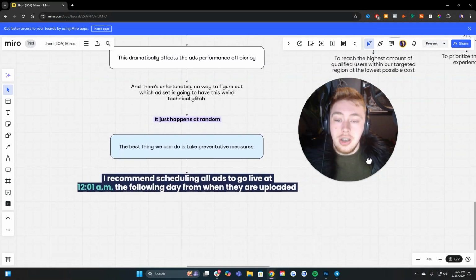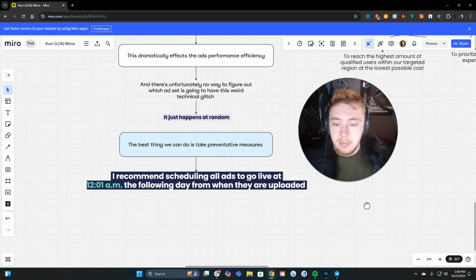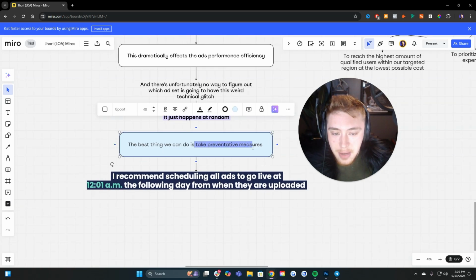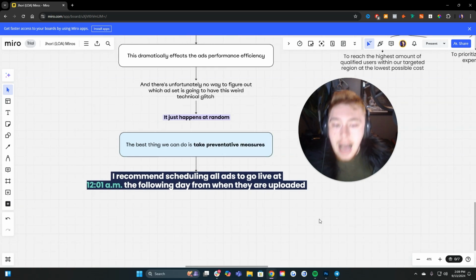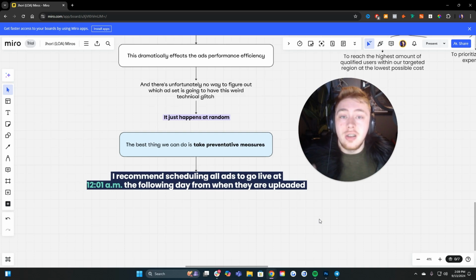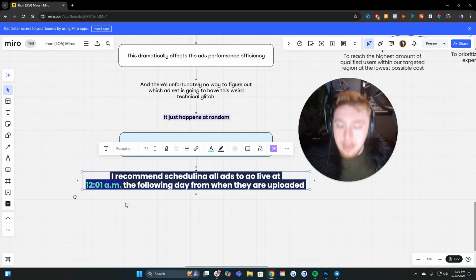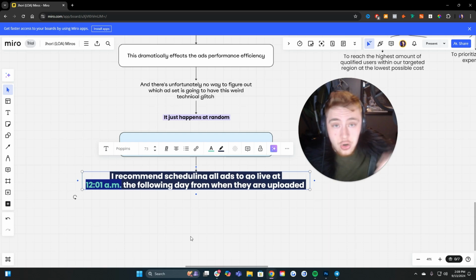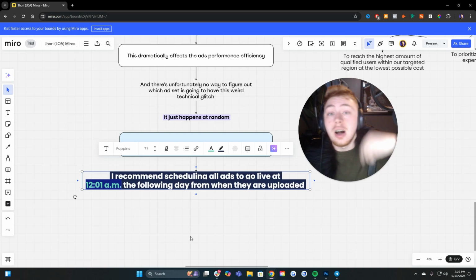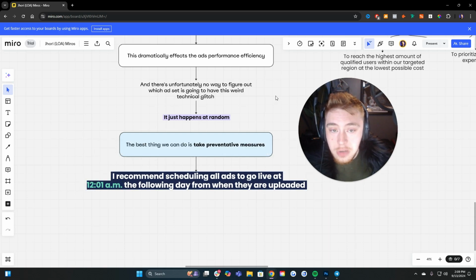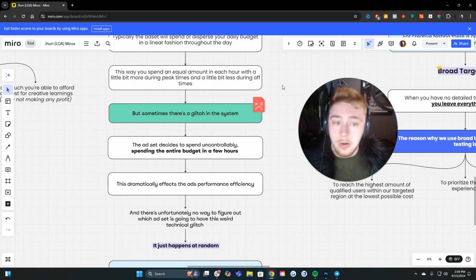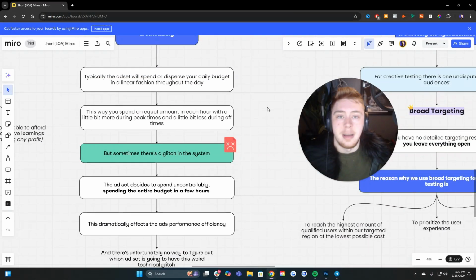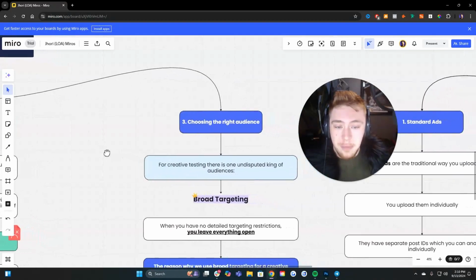And so the best thing that we can do to fix this is take preventative measures, right? I recommend that we schedule every single creative test, every single ad set, at 12:01 a.m. the following day. So if you set up an ad at 8 in the morning, you schedule the ads to go live the following day at 12:01 a.m., which means you're never going to run into this glitch where the algorithm spends your money all within a very short period of time. Unless you like losing money. If you like losing money, then go for it. I don't think you do if you're watching this video.